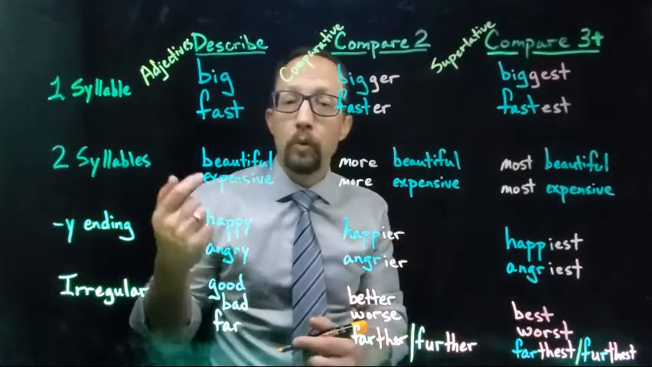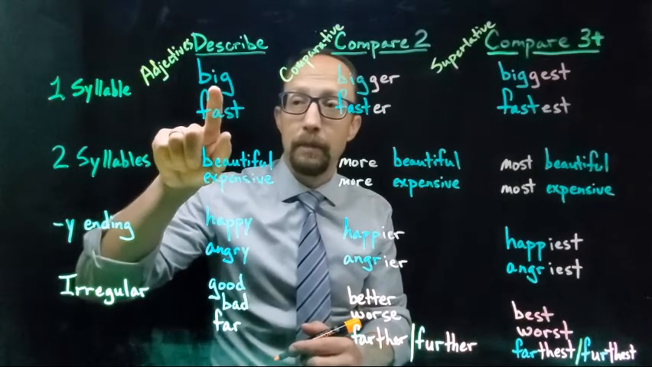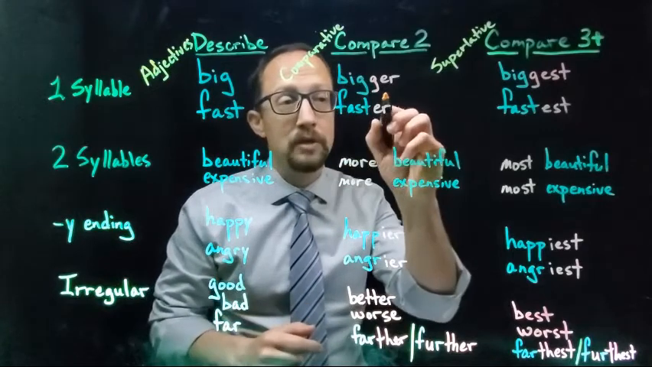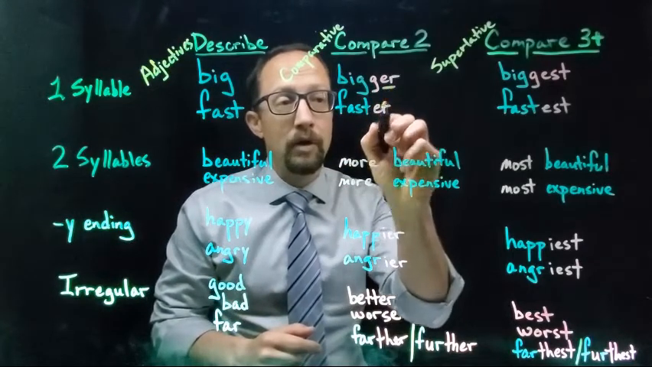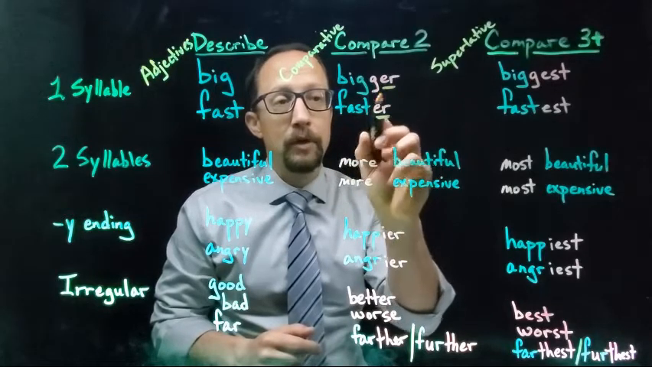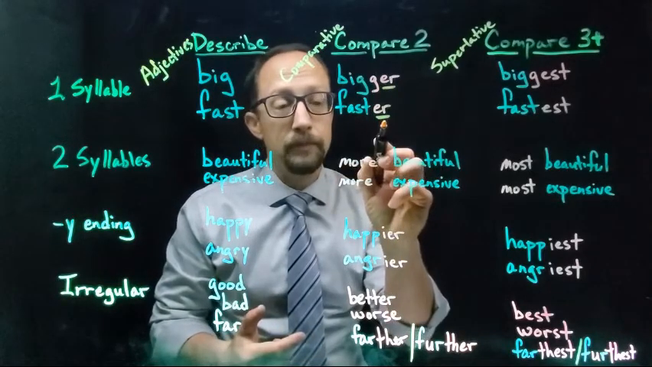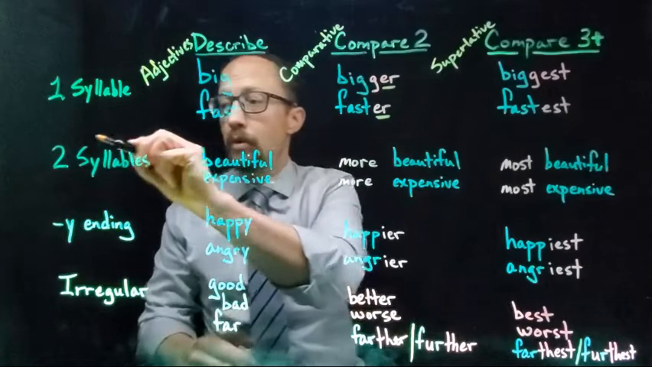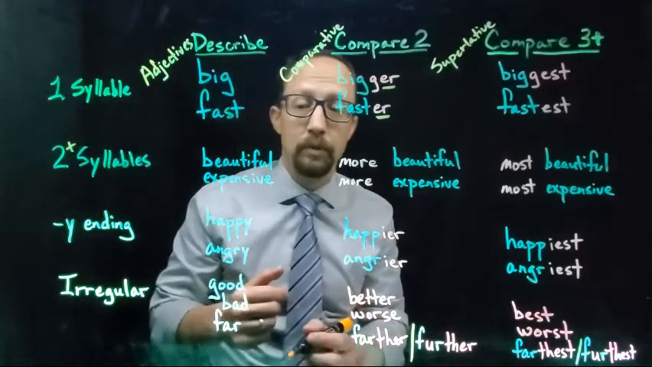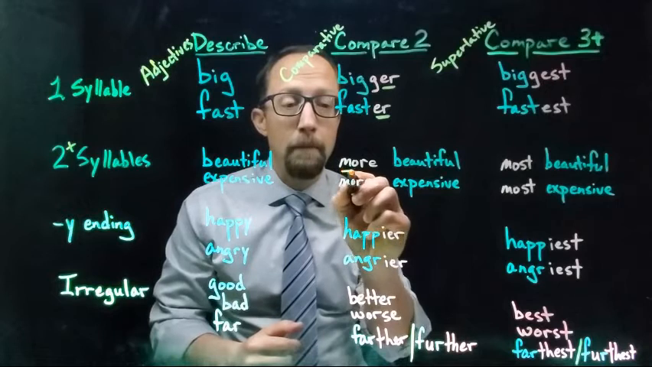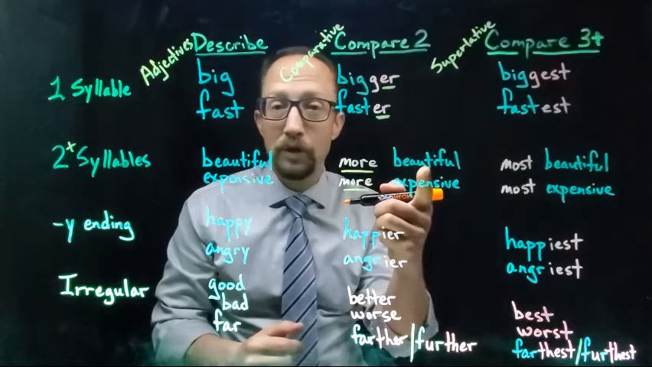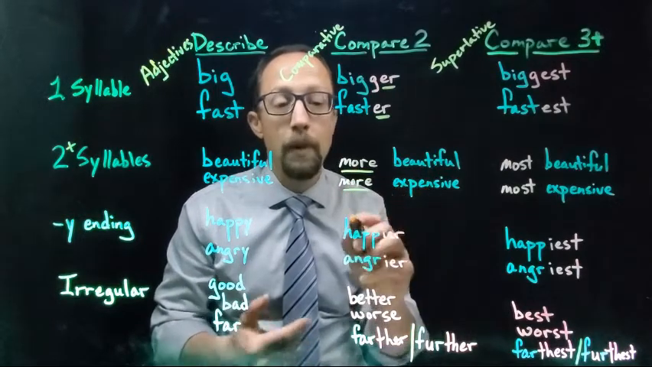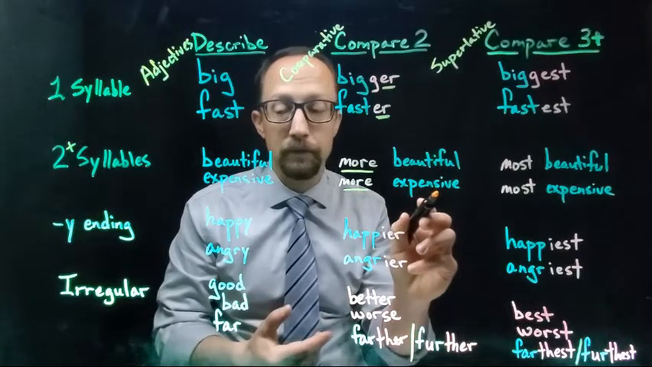For more regular adjectives like big and fast, to compare two things, we add ER. Bigger, faster. If it has two or more syllables, we use the word more. But the word does not change. You just say more beautiful, more expensive.